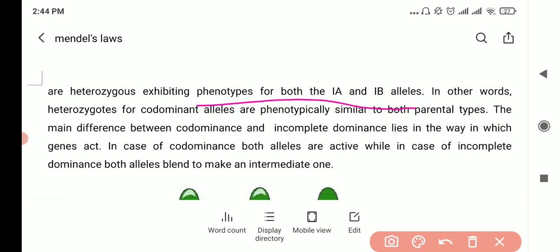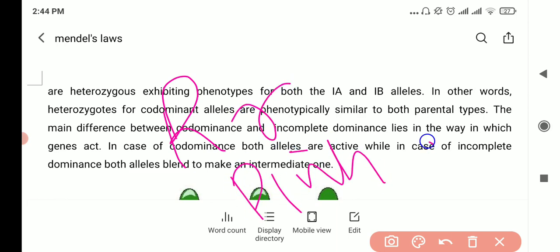In other words, the heterozygote for co-dominant alleles are phenotypically similar to both the parental types. The main difference between co-dominance and incomplete dominance lies in the way in which the genes act. In the case of co-dominance, both the alleles are active, while in incomplete dominance, they both blend to form an intermediate one. So remember the red and the pink, this pink flower, it wasn't like one petal is red, another petal is white.